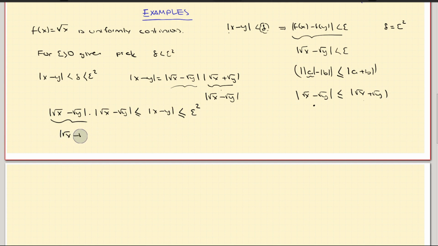the square of the square root of x minus the square root of y. This is less than epsilon square, and this implies that the absolute value of the square root of x minus the square root of y is less than epsilon, and that's what we want to achieve, right? And as a result, we can say that the square root of x is uniformly continuous.